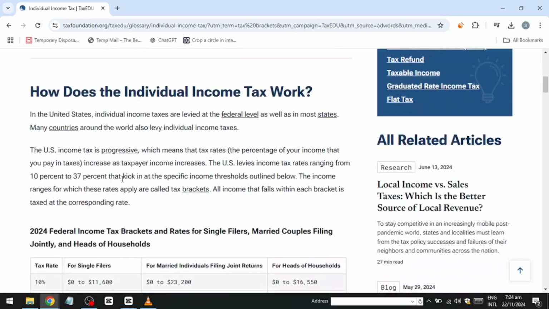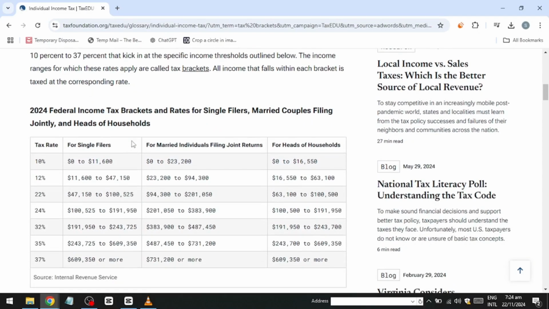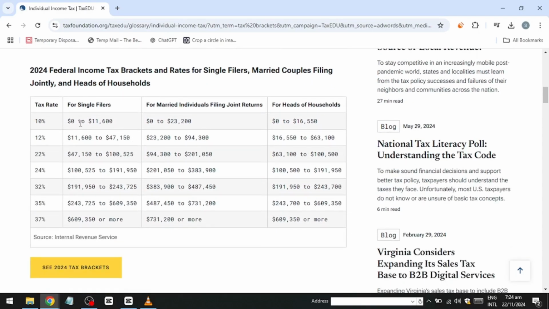The US tax system is progressive. That means the more money you earn, the higher the percentage of tax you're required to pay on certain portions of your income. This is where tax brackets come into play. Each bracket has a specific rate, and only the income that falls within that bracket is taxed at that rate.